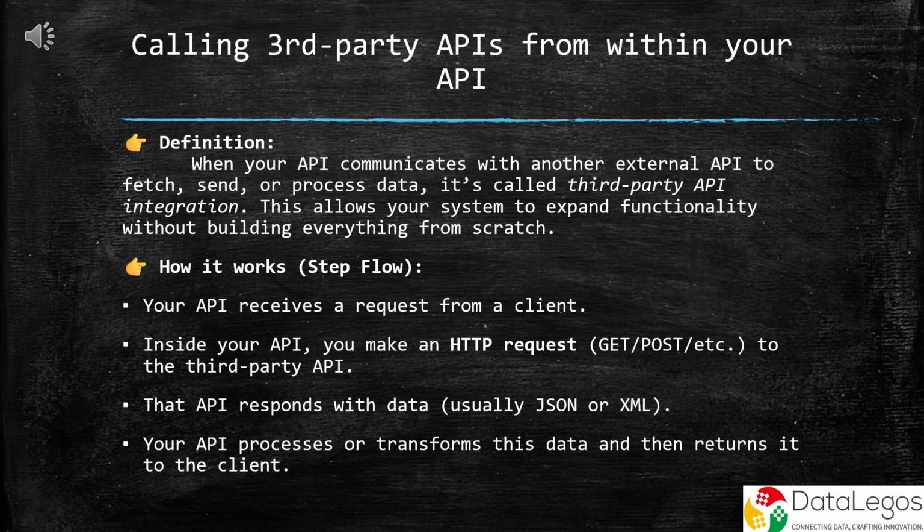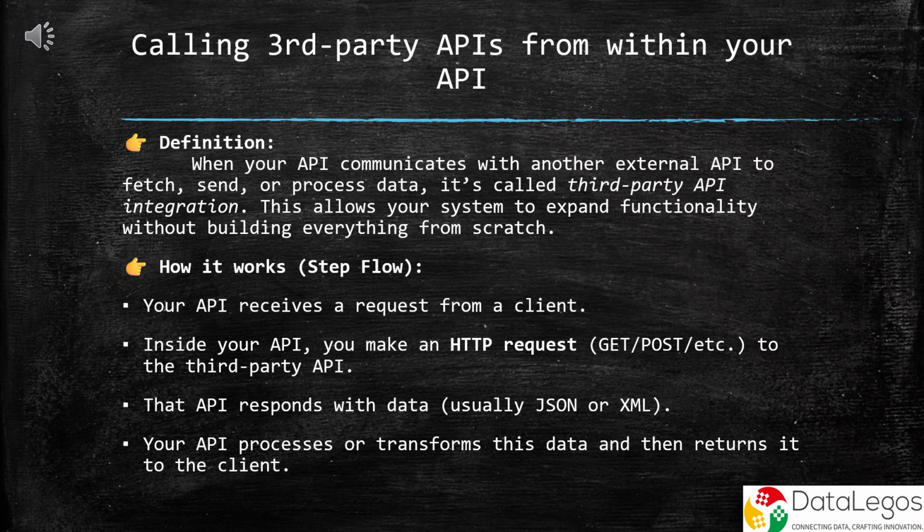When your API communicates with another external API to fetch, send, or process data, this is called third-party API integration. This allows your system to expand its functionality without having to build everything from scratch. Here is the step-by-step flow of how this works.